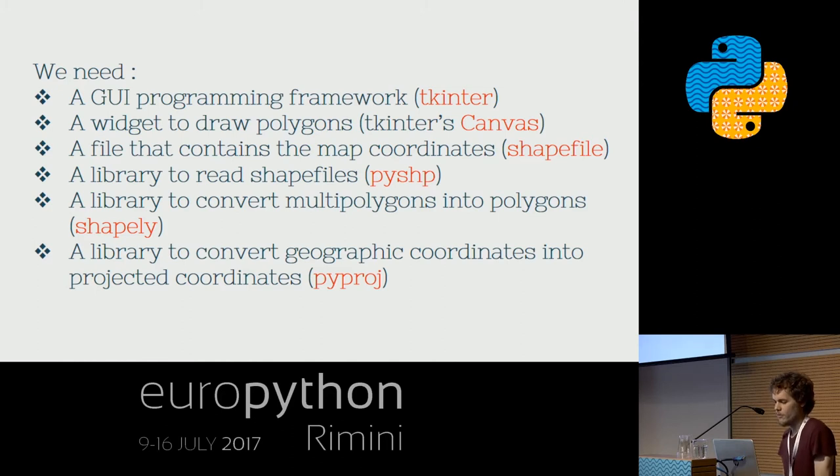So if I sum up, we need a GUI programming framework. We will use tkinter. Inside this framework, we will need to use a widget to draw polygons, tkinter's canvas. We need a file that contains the coordinates of the map, a shapefile. We'll use PySHP to read the shapefile. We'll use shapely to convert multi-polygons into polygons. And we'll use PyProj to convert geographic coordinates into projected coordinates.